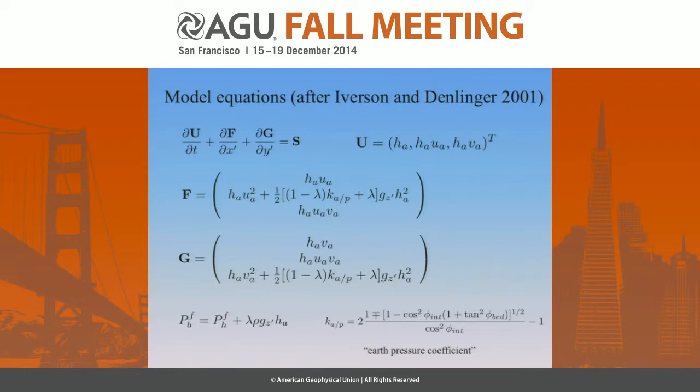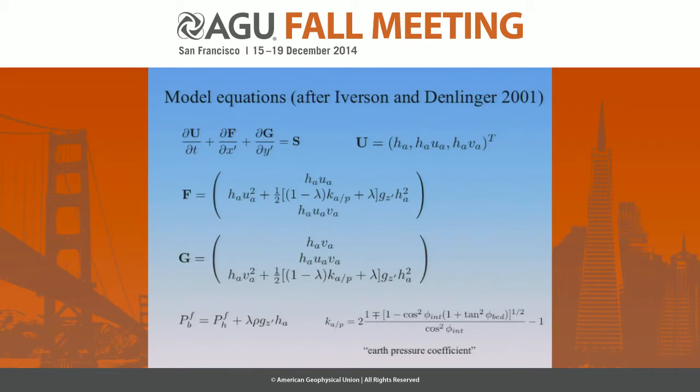I'll point out that the free parameters in the problem are essentially the internal and the bed friction angles, which we specify for given tests according to values that are reported in the papers describing the tests.